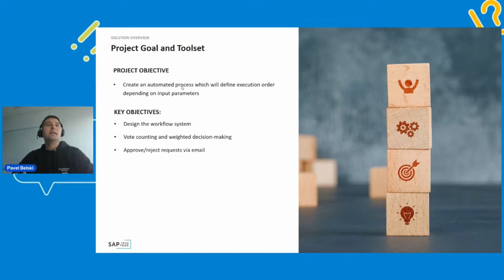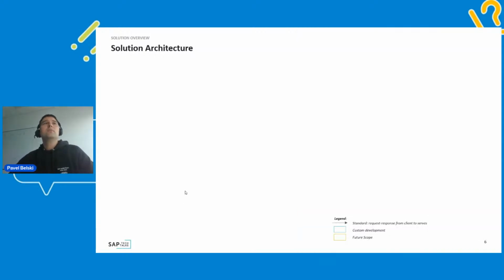The third bullet, we need to implement not only approve and reject in the system, but also approve and reject via emails. Next point, we need to integrate our SuccessFactors and BTP solution, and the last one is also important: to have reporting for these workflows. Okay, let's move on to the solution architecture diagram.